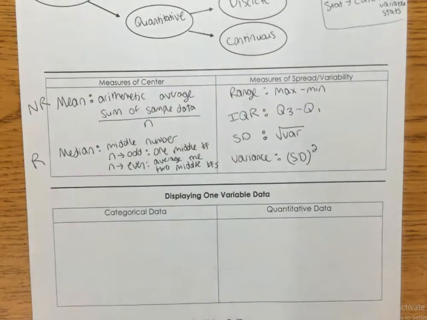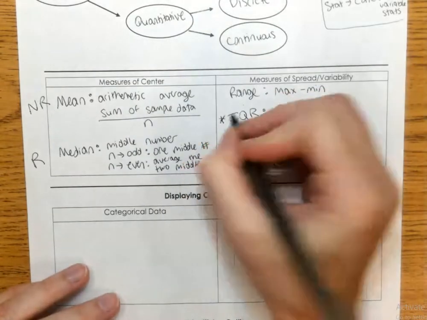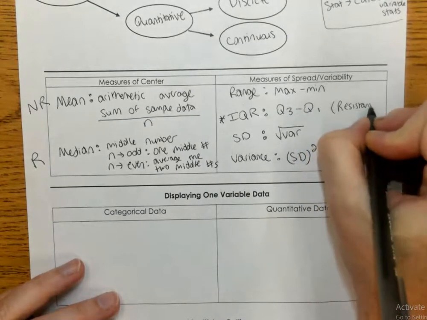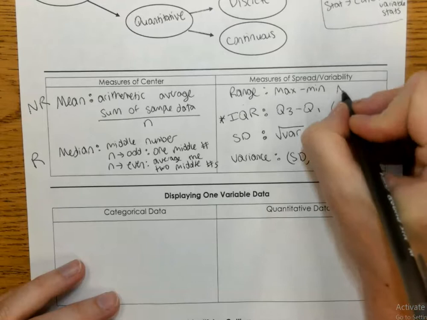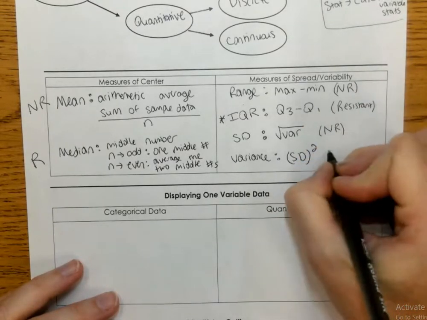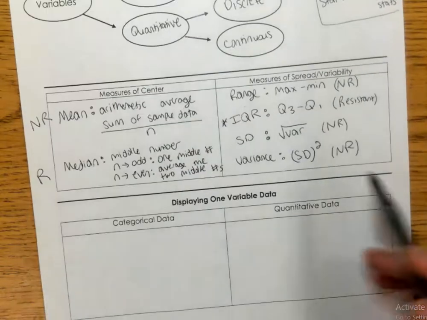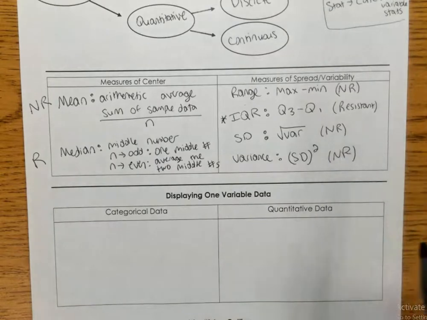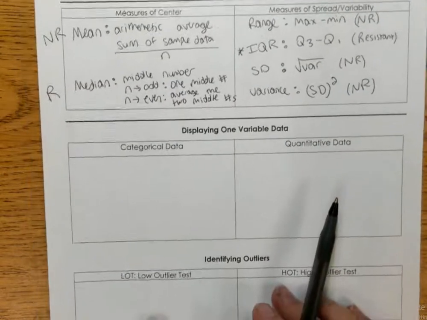All right, which one of these four is resistant to outliers? There's only one of them. All right, I hope you said the IQR. The IQR is resistant to outliers. The rest of them are not resistant. That means outliers affect them. The range is affected by outliers, so it's the standard deviation and the variance. All right.